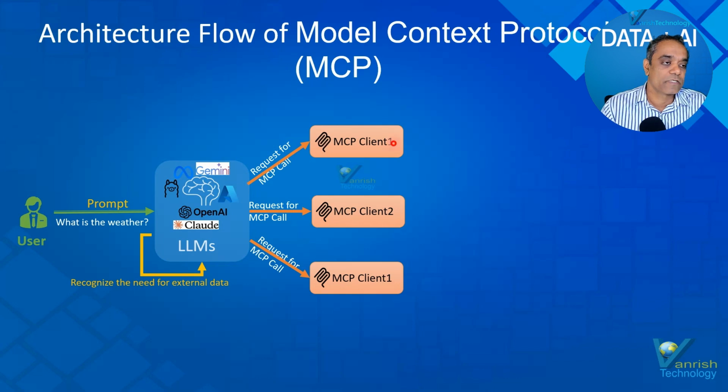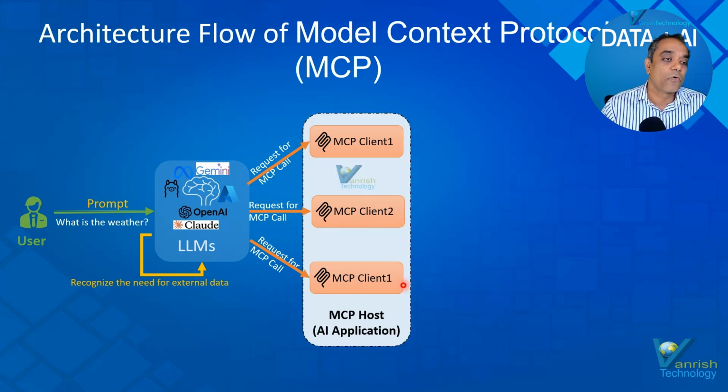If you do a second prompt, like what is the road condition, it will go to the second client. Similarly, if I ask three questions, it will go to the third client. Here the representation is wrong: it is shown as client one, but it should be client three. And whoever provides this whole platform is called the MCP host on the AI application side.